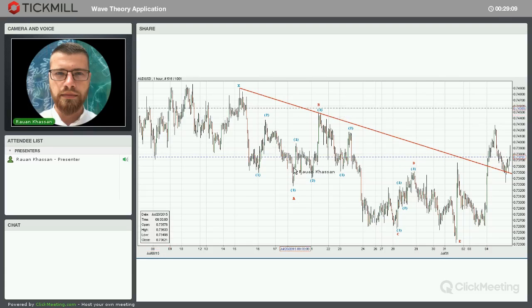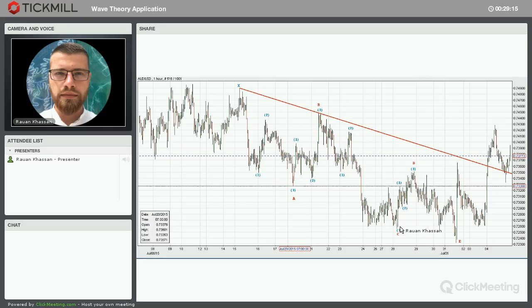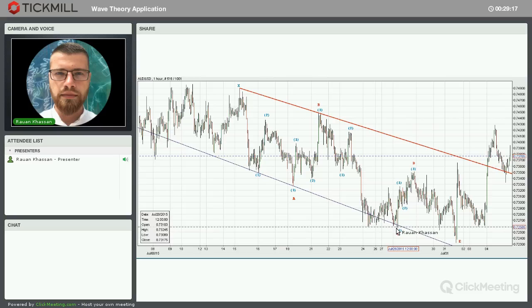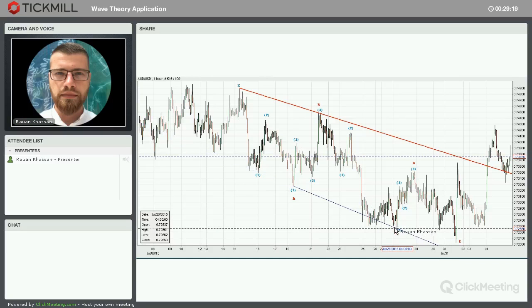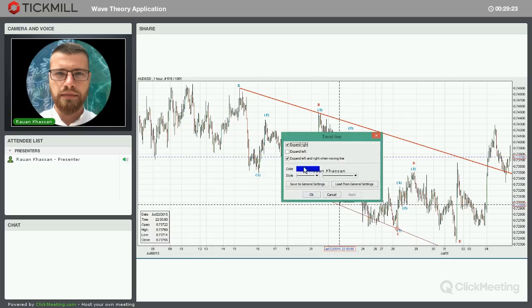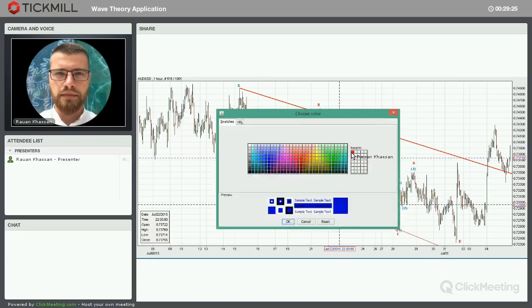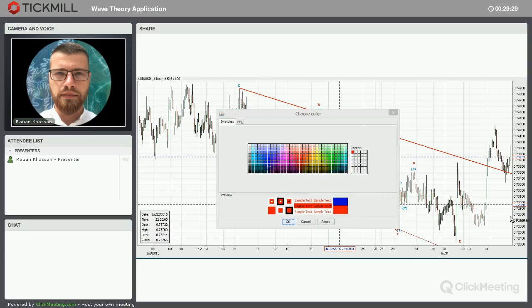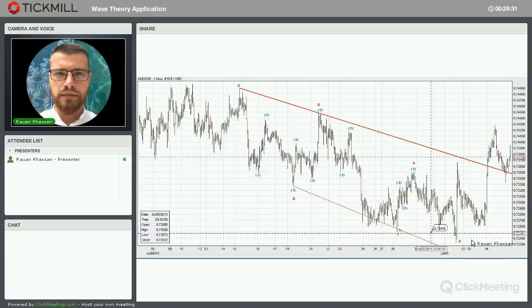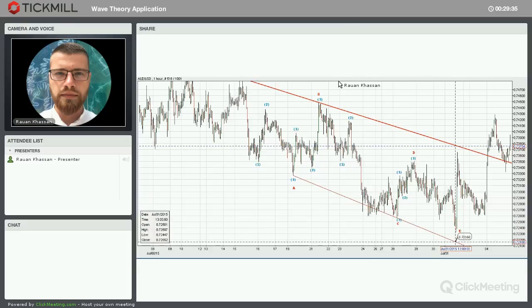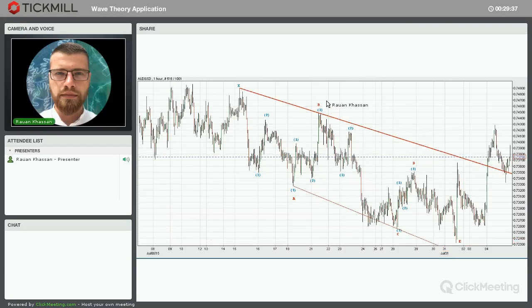The next line connects the finish of waves A and C. And the main thing about this line is that the final E wave shouldn't overlap it. As you can see, the price didn't touch it, so the pattern for the triangle worked well.